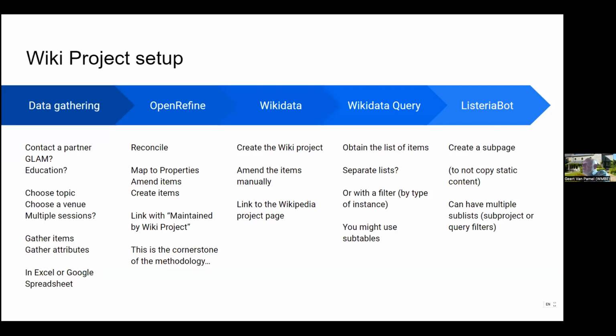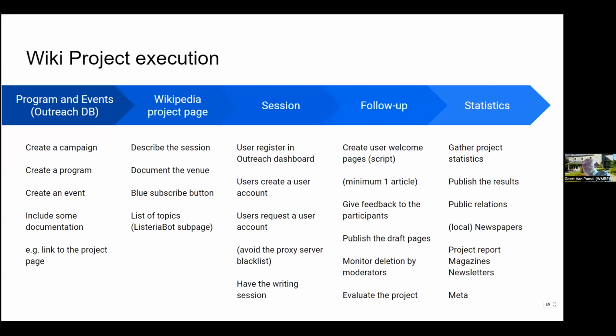And then as a fourth step, using Wikidata Query, you create a query by which you obtain the list of Q numbers, the list of items that you're writing about. And then using Listeria bot, you create a Wikipedia table for each of the items. Each of the items is one row in your table, and each of the attributes forms a column in the table. But you will see examples. Okay, then the execution of your project.